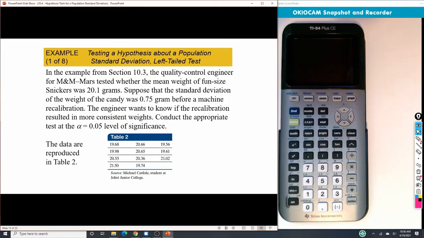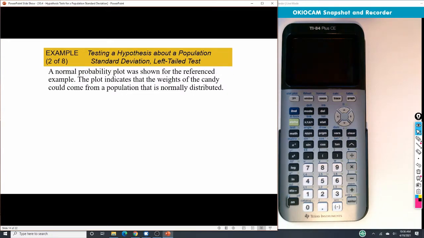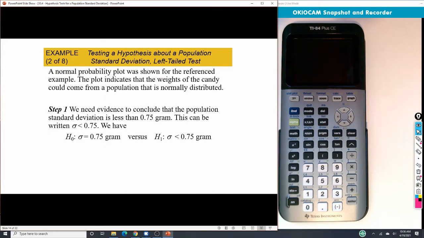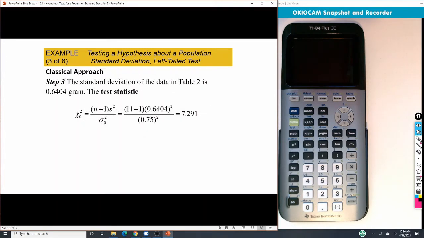All right, and so they got this data here and wanted to be able to see what's happening, okay? All right, and so we have our normal probability plot here, and we're going to look and say it looks pretty normally distributed. And so we need evidence to say that our standard deviation is less than 0.75 grams. And so that's telling me whether I need to recalibrate or not. Okay, and so we want to pay attention to those details. So this is a left-tailed test, and we have a significance of 0.05.